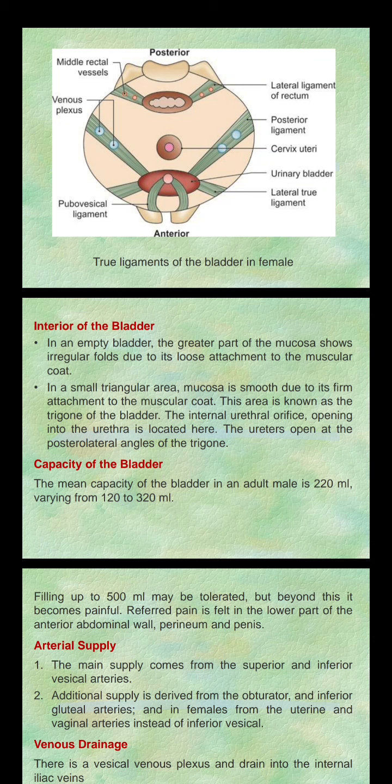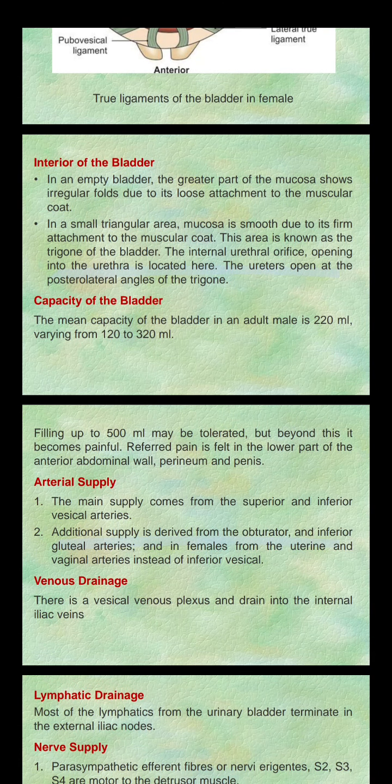Then the capacity of the bladder, how much urine it can occupy at one particular time. The mean capacity of the bladder in an adult male is 220 ml, varying from 120 to 320 ml. Filling up to 500 ml may be tolerated, but beyond this it becomes painful if the person does not micturate. So it can become painful after 500 ml.